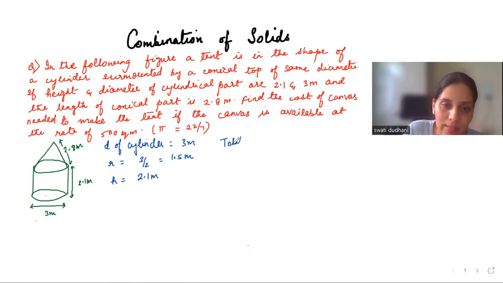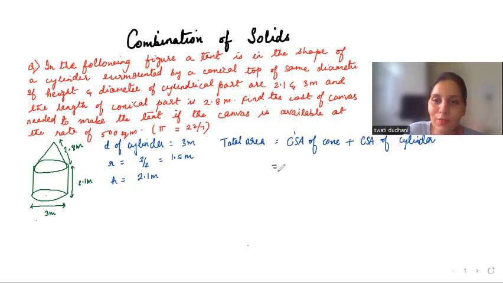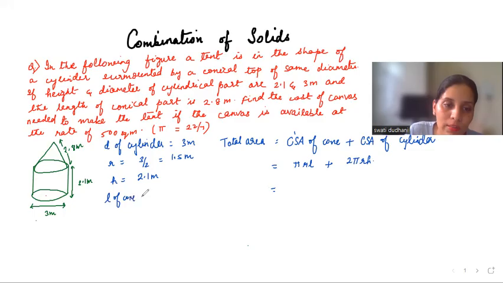So total area will be equal to CSA of cone, curved surface area of cone, plus curved surface area of cylinder. Okay, so what is curved surface area of cone? Pi RL plus cylinder is 2 pi RH. Okay, so here radius is same, is it? Here we have seen the length of the conical part is 2.8. So length of cone is 2.8.